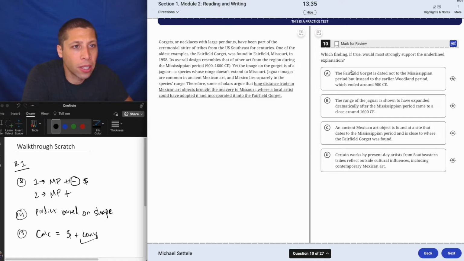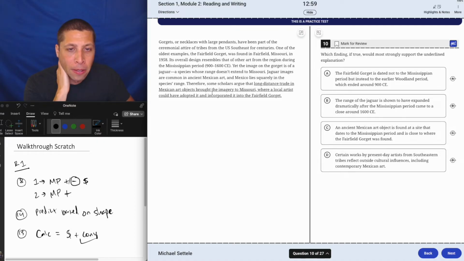Moving on. Which finding, if true, would most strongly support the underlying explanation? Gorgets, or necklaces with large pendants, have been part of the ceremony of Indian tribes in the U.S. Southeast for centuries. One of the oldest examples is the Fairfield gorget, found in Fairfield, Missouri in 1958. Its overall design resembles that of other art from the region during the Mississippian period. Yet the image on the gorget is one of a jaguar, a species whose range didn't extend to Missouri. Jaguar images are common in ancient Mexican art, and Mexico lies squarely in the species' range. Therefore, some scholars argue that long-distance trade in Mexican art objects brought the imagery to Missouri, where a local artist could have adopted it and incorporated it into the Fairfield gorget.